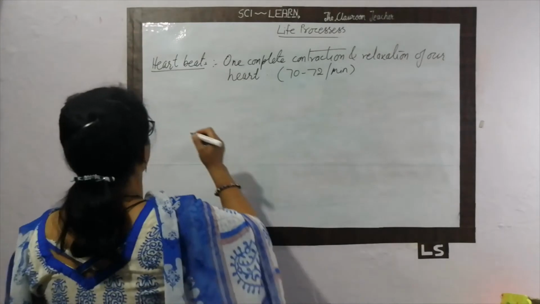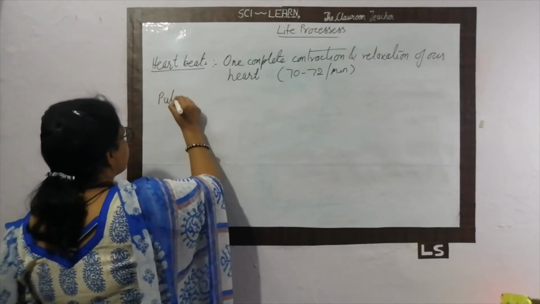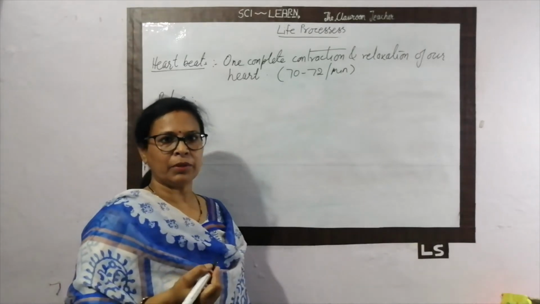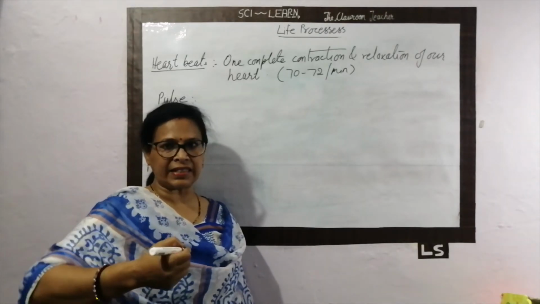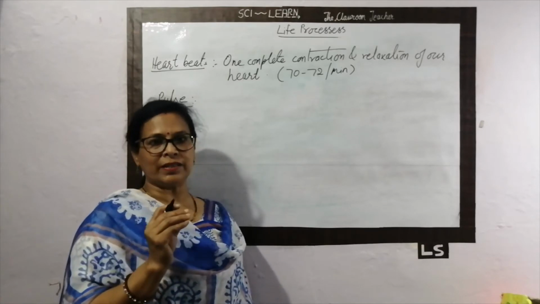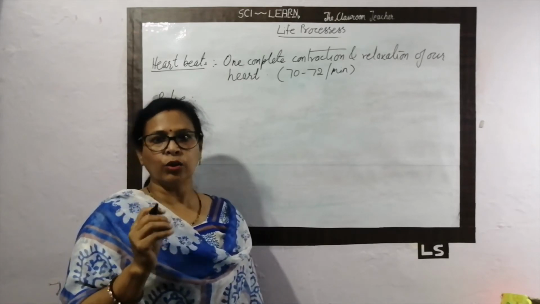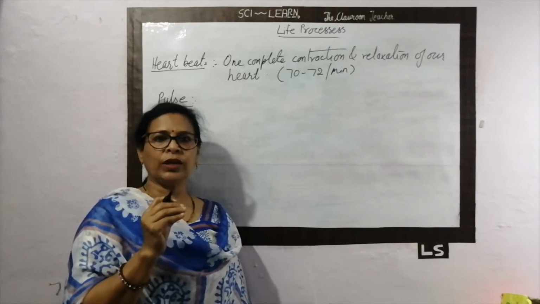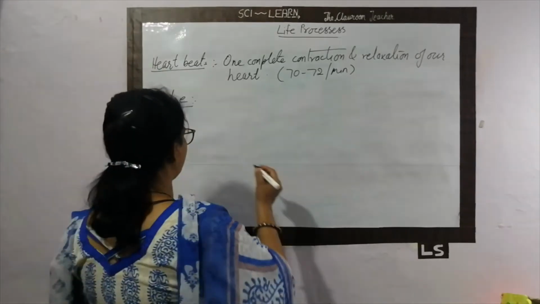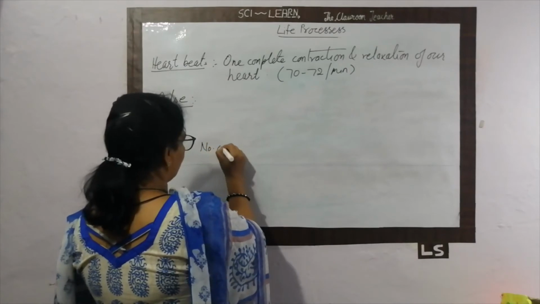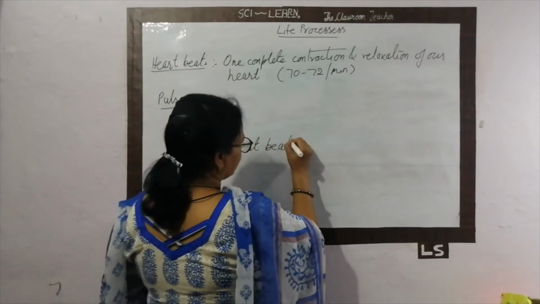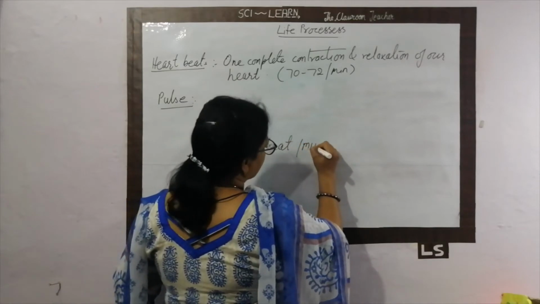One more thing related with it is called the pulse rate. Nowadays it is very common: oxygen level, pulse rate, etc. We have one device called the oximeter to measure our pulse and the oxygen level. So what is the pulse? Pulse is actually the number of heartbeats per minute.